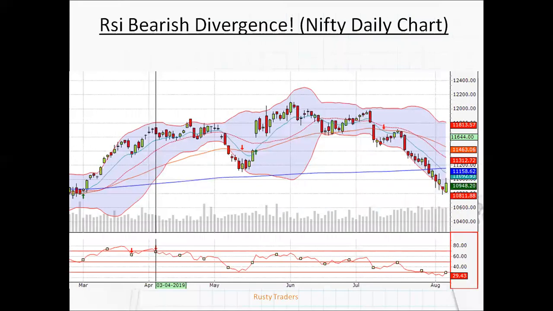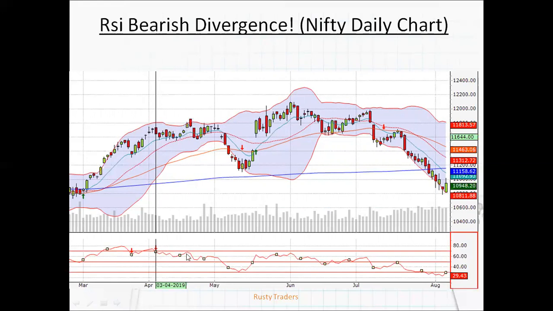So if you see, at this juncture, we have got a sell signal. We have got another sell signal on the RSI. So I'm going to consider these two levels, 1 and 2. This is a daily chart of Nifty. If you see, a higher high was made on the Nifty.